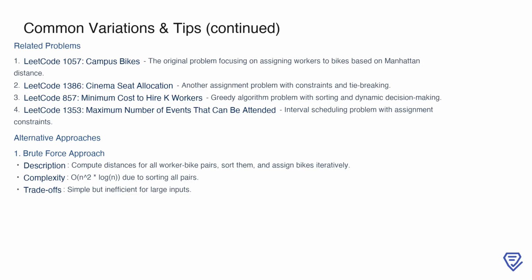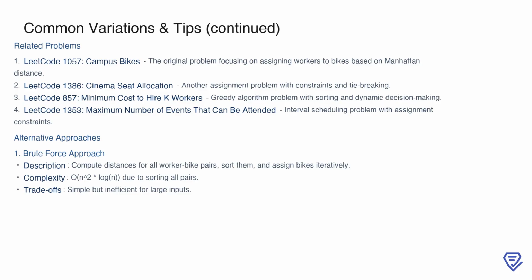This problem is closely related to other assignment and optimization problems, which can provide valuable practice. The original problem, LeetCode 1057, focuses on assigning workers to bikes based on Manhattan distance. LeetCode 1386 Cinema Seat Allocation involves a similar concept of making assignments under constraints with specific tie-breaking rules.